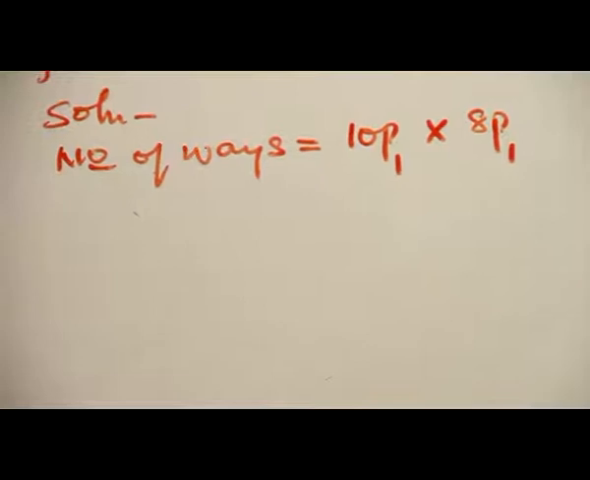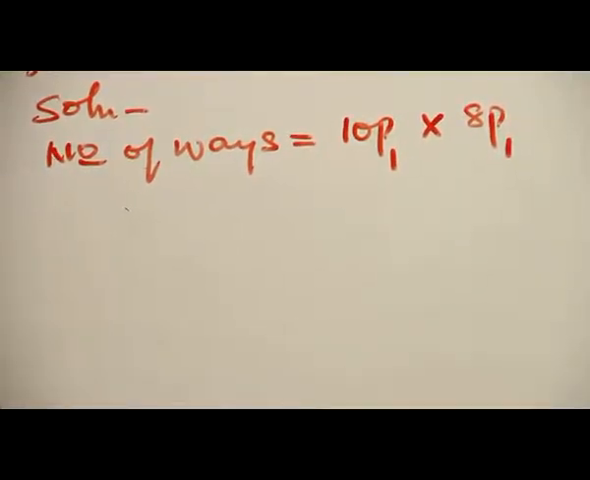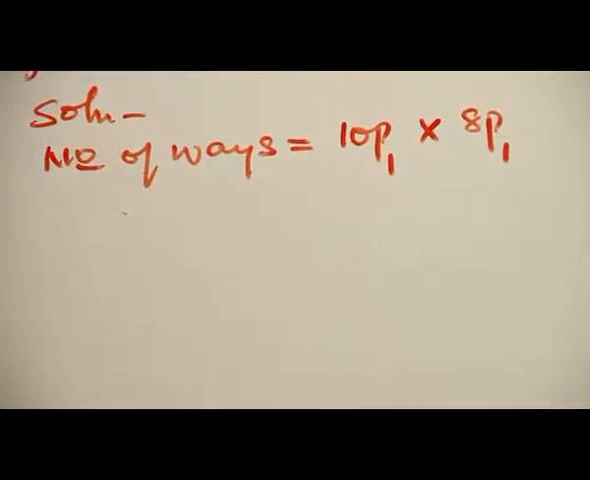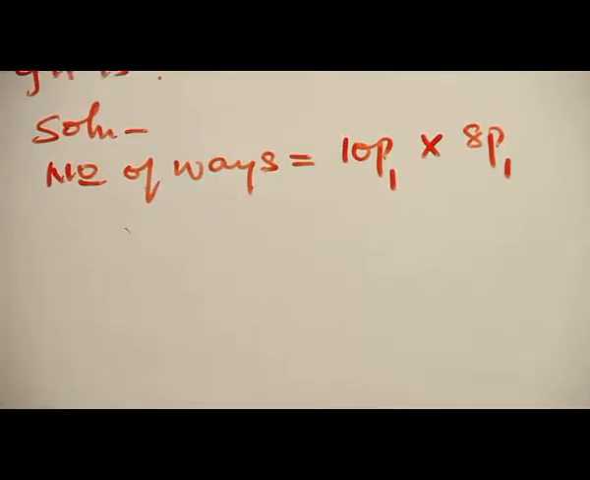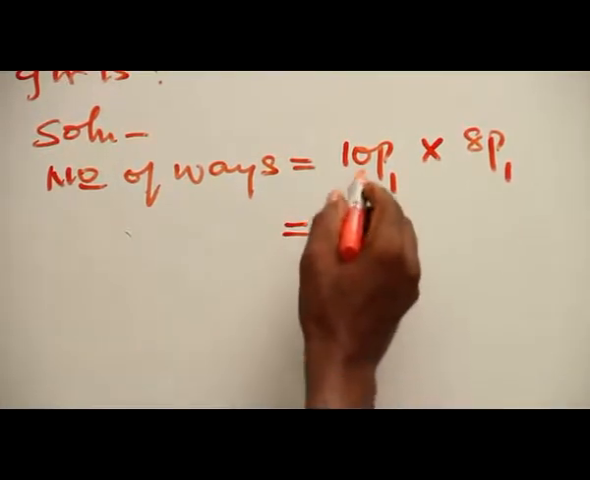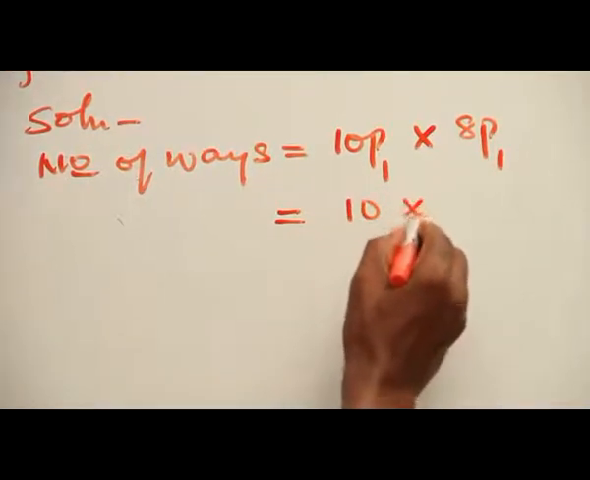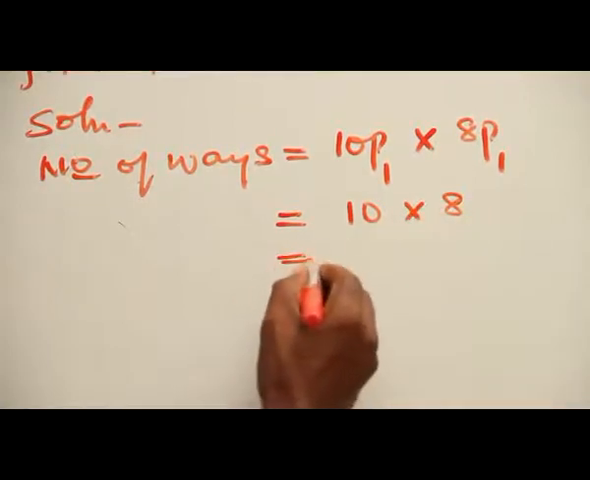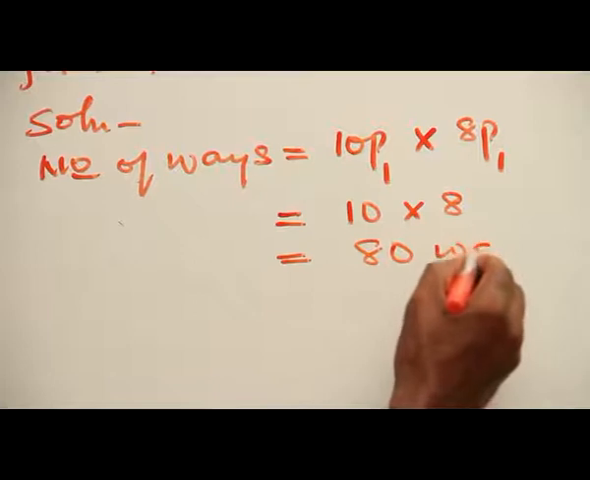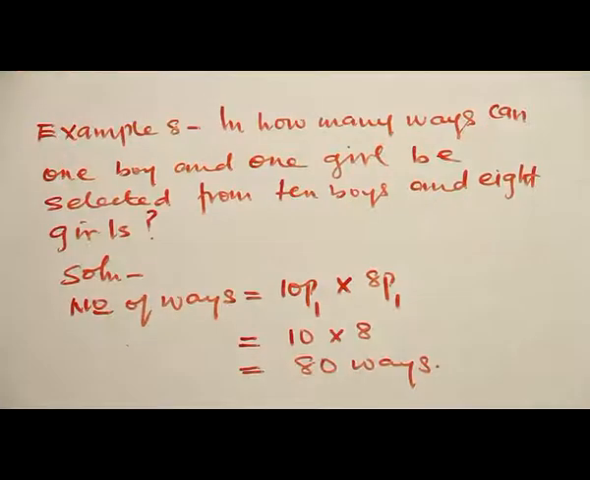So this is like the example which I gave. M number of ways of carrying out an operation, and N number of ways of carrying out another operation. And carrying out those 2 operations will be the product. So that's what we have. And then 10 permutation 1 is 10. And 8 permutation 1 is also 8. And this is equal to 80 ways of selecting a boy and a girl.